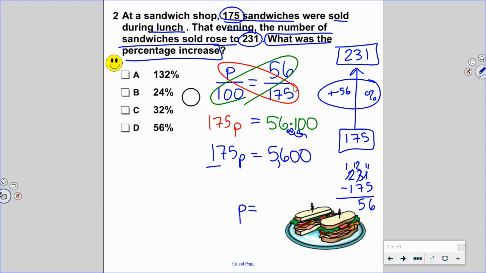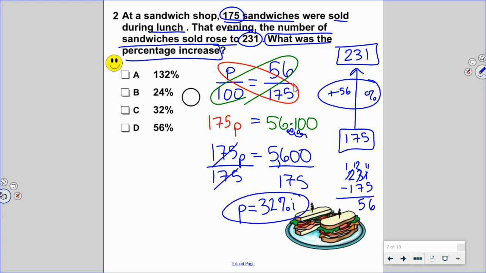Of course, we want to know what the percentage is. So let's go ahead and be fair to both sides. Divide both sides by 175. And if you wouldn't mind trusting me here, I can tell you that this divided quite nicely to a 32% increase. Sorry, I didn't write the I there.